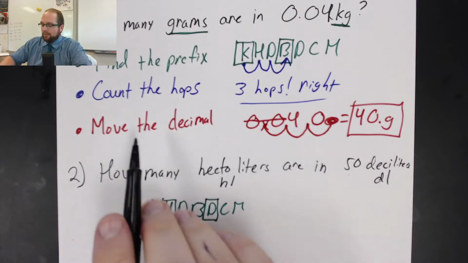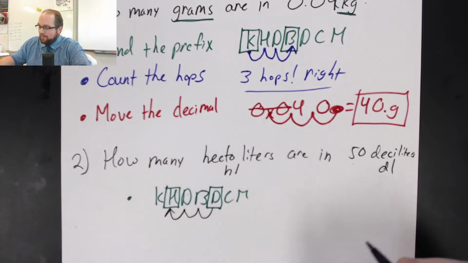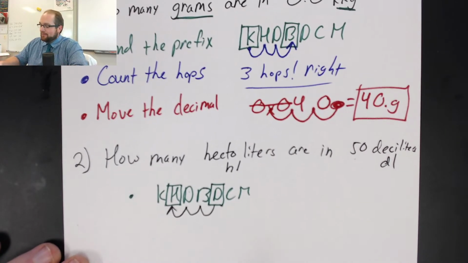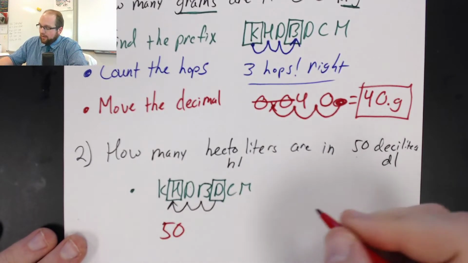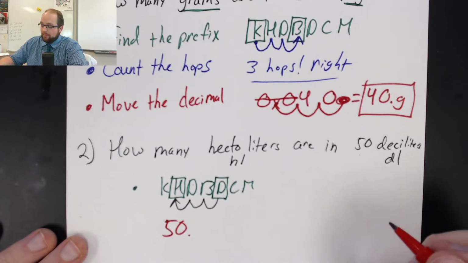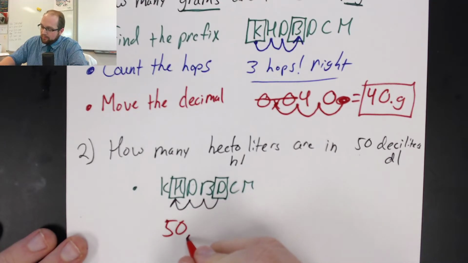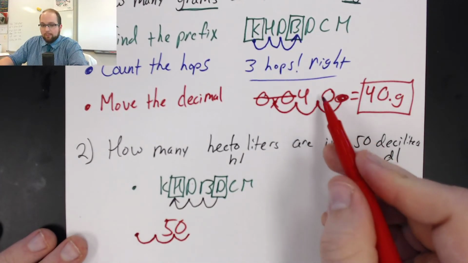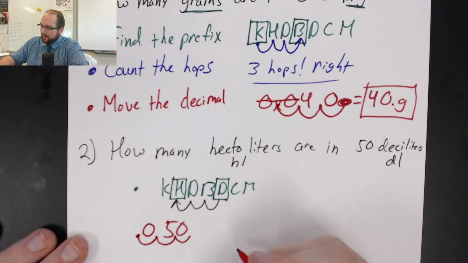So now we've got to count the hops, right? How many times do we need to move? 1, 2, 3. Look at that. 3 times again, except this time we're moving 3 times to the left. So let's set up our final answer here. Right now it is 50 dL. So remember that for any whole number, the decimal place is going to be right at the end of the number. Okay, just like we talked about up here. So I'm going to move it this time 1, 2, 3 spaces to the left. 1, 2, 3. This is where my new decimal place is going to be. And just like before, I'm going to fill in the swoops with zeros.